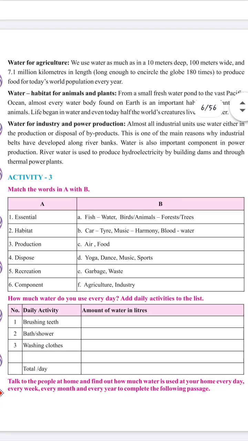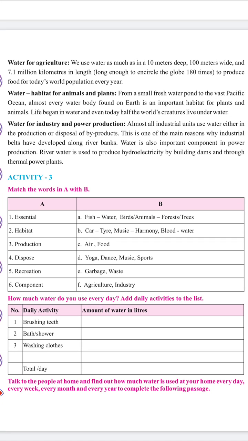Now let us see water as a habitat for animals and plants. So dear students, from a small freshwater pond to the vast Pacific Ocean, almost every water body found on earth is an important habitat for plants and animals. Habitat is a word used for the living conditions of plants and animals. Like a house is a habitat for human beings, water is a habitat for fishes and water animals, land is the habitat for the creatures living on land, jungle is the habitat for wild animals, etc.